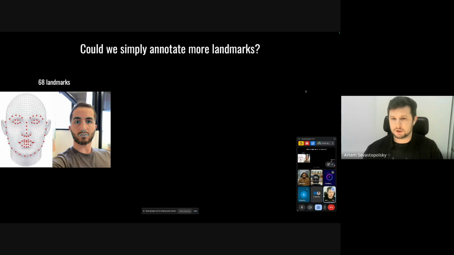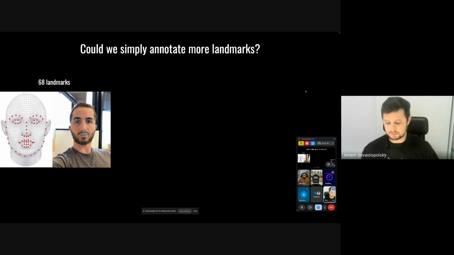When we were thinking about this problem, we thought maybe we could improve head tracking by simply annotating more landmarks. How these face landmarks are usually trained is that someone asks human annotators to annotate lots of images by handpicking the landmark locations with the mouse. And we thought, okay, can we just hire lots of annotators and ask them to find more landmarks on the head? And the answer to this is twofold.